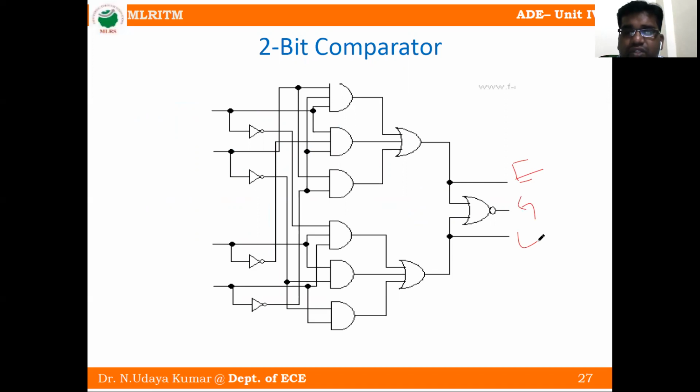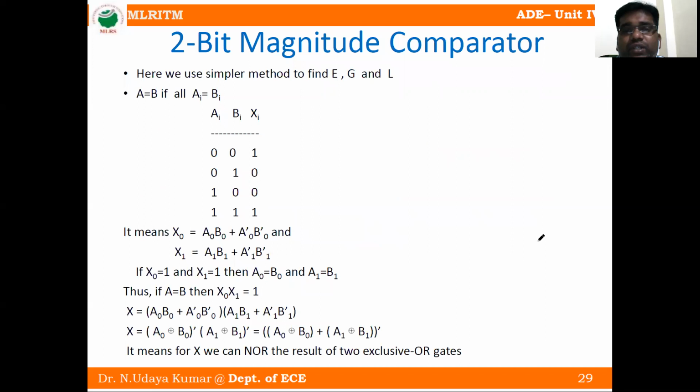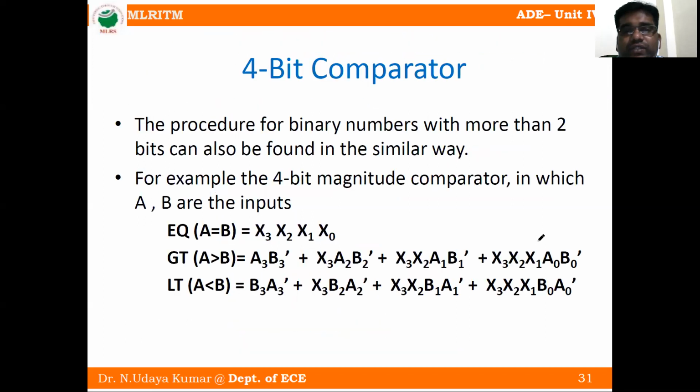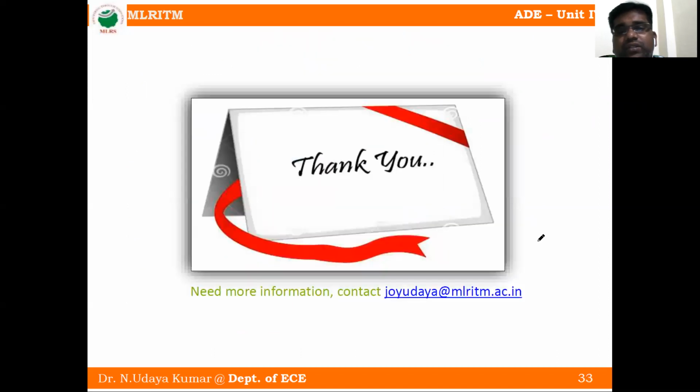So likewise, we have to design the 4-bit comparator also. Okay, this is a 4-bit comparator. So this is called a digital magnitude comparator.